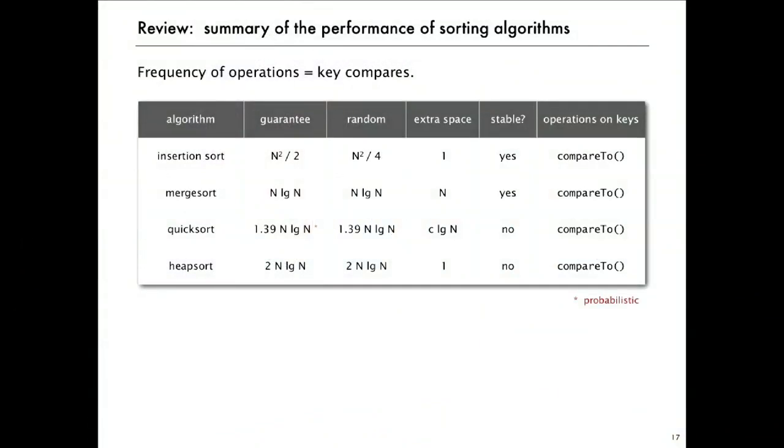The first string sorting algorithm that we're going to look at is actually the basis for several more complicated algorithms. It's called key index counting, and it's very useful in a particular special situation. But let's take a quick review of where we left off with sorting.